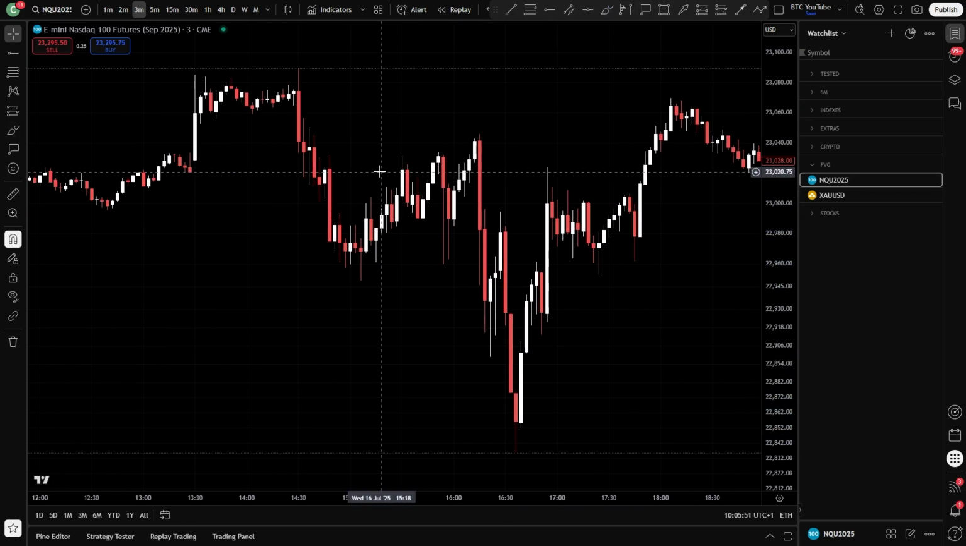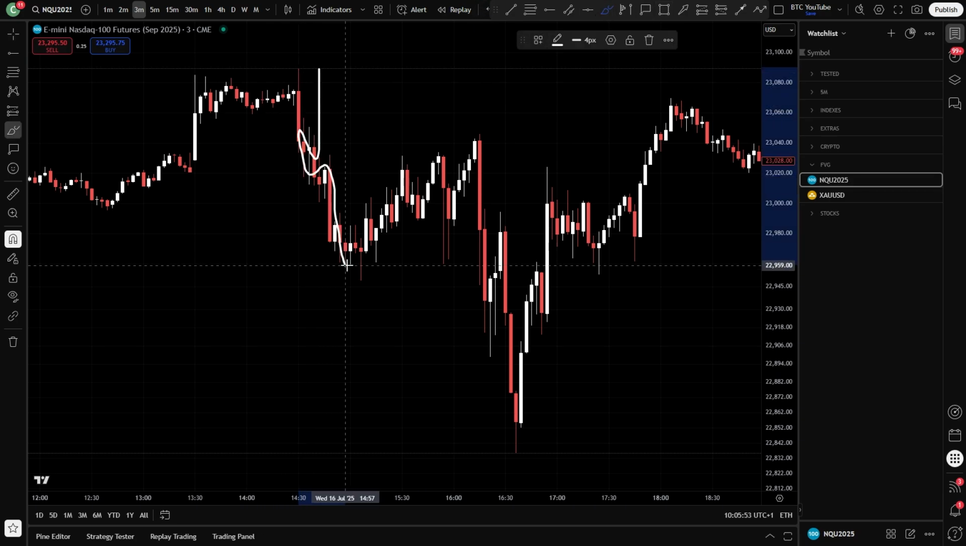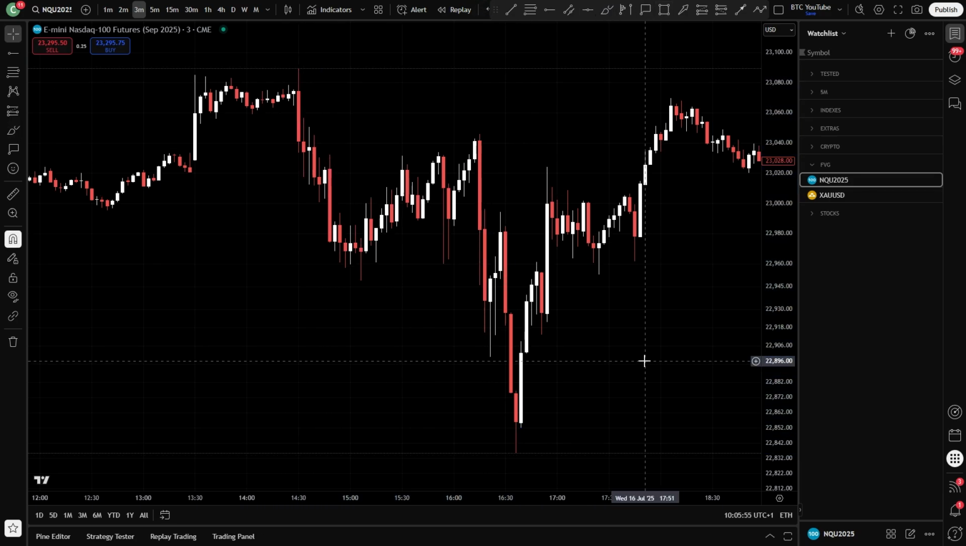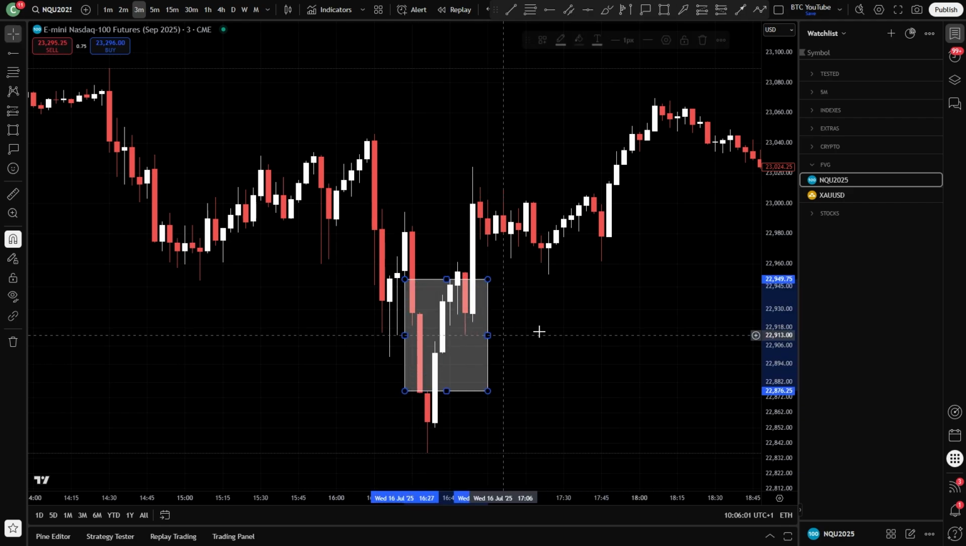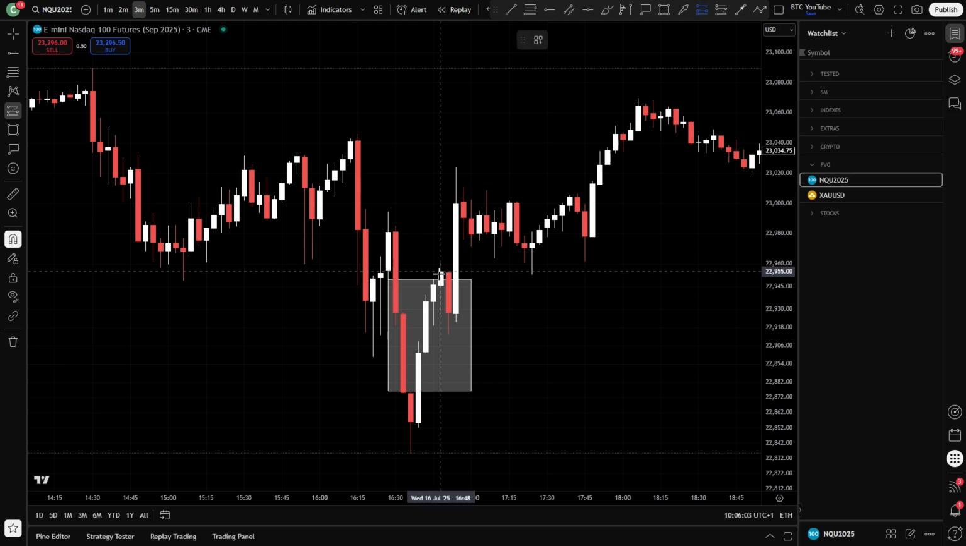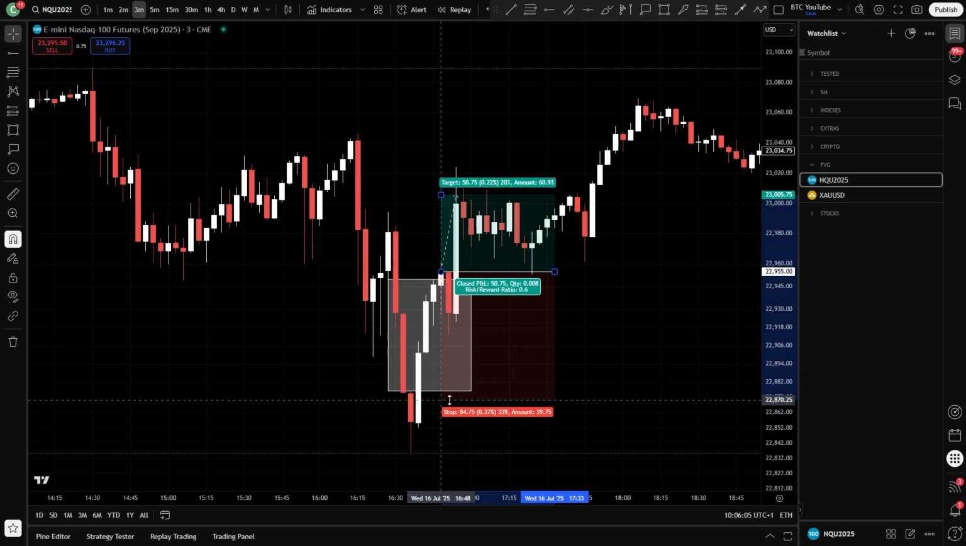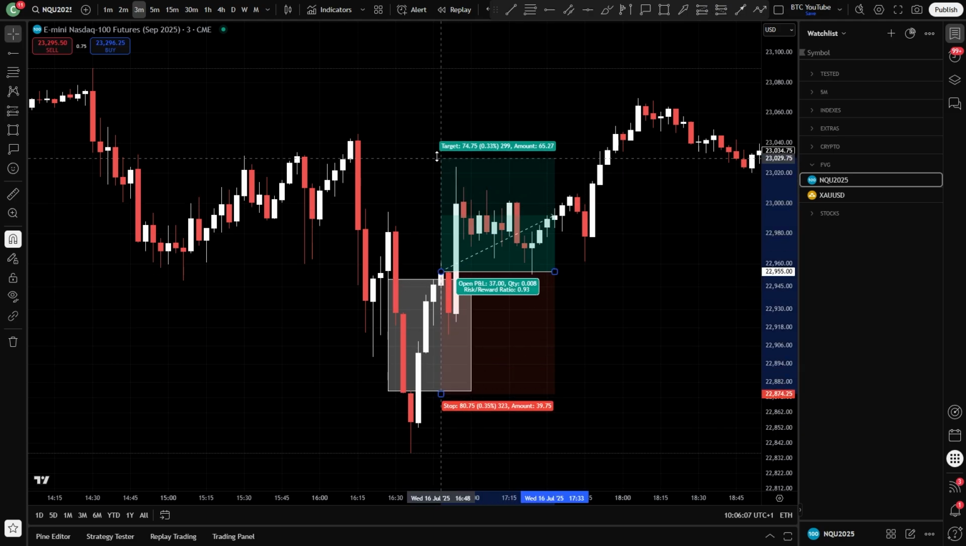But basically, this was a bit of a weird day as well. We kind of ground down, ground up, and then we got Trump flapping his gums. Basically, having this massive, massive dump to the downside. We created this huge fair value gap here that we came up and closed above. As you can see, massive, massive fair value gap.